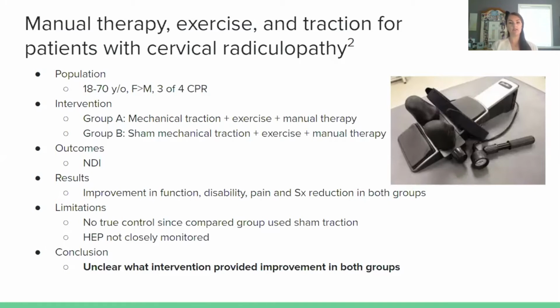We felt as though there were several limitations in this study, though, the first one being that there was no true control group since both groups received mechanical traction. The sham group just received a lot smaller of a force. And the second limitation was that HEPs were distributed to both groups, but they weren't closely monitored. So we're unsure as to what they were doing at home and how that was being progressed. In conclusion, it's unclear which of the interventions helped improve both groups, but we've determined that it was probably a combination of all the interventions that led to the improvements rather than just an isolated treatment.